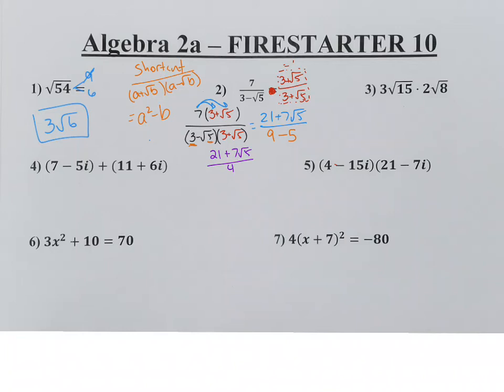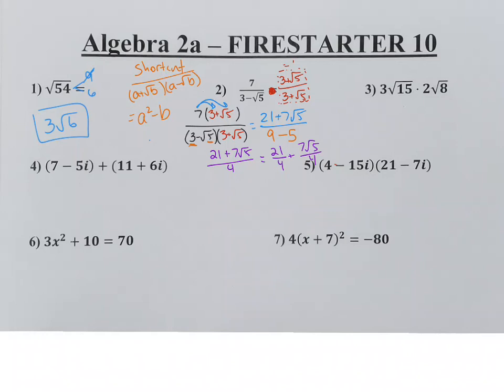Now, if you look up the problem or something like that, the actual best answer would be if you split the fraction and they write it like this. Somebody's going to write it as 21 over 4 plus 7 radical 5 all over 4. To me, that doesn't bother me which way you write it.